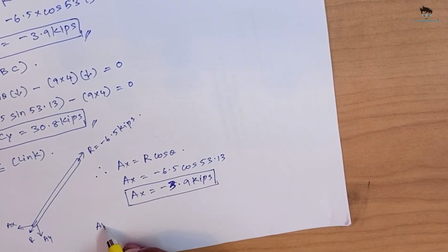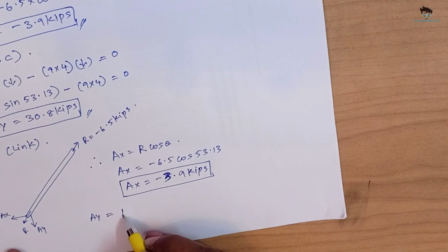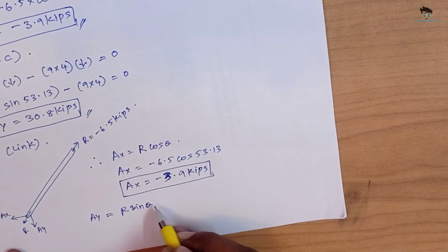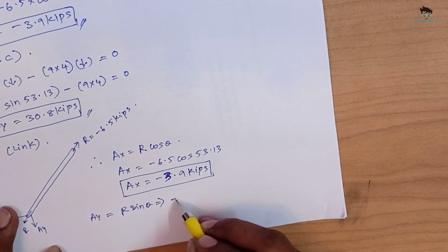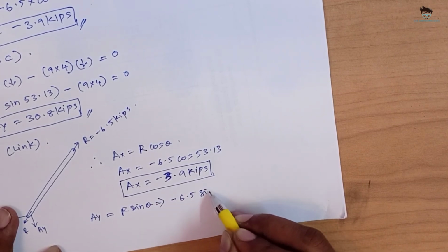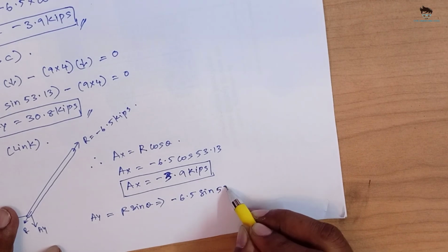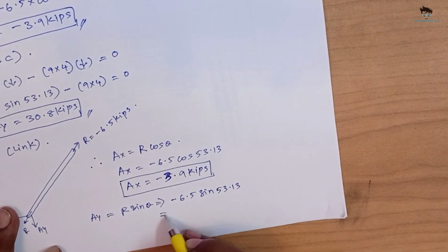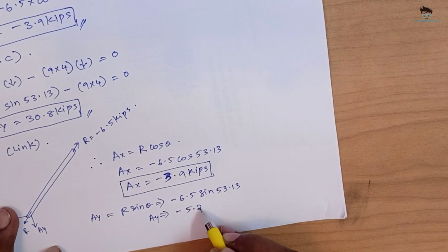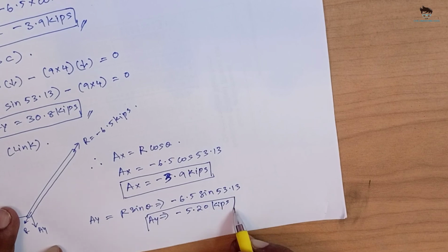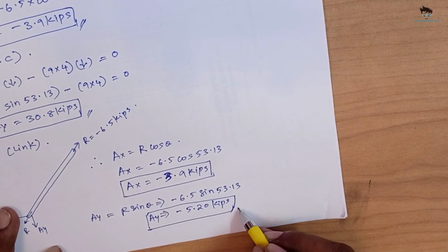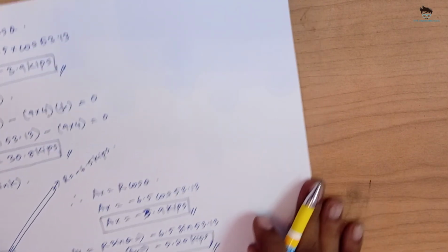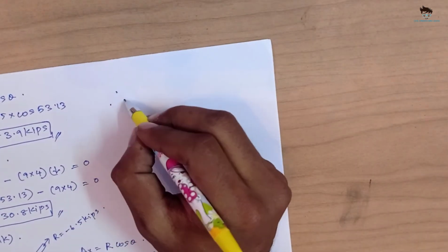Finally, we know that Ay is equal to R sine theta. Substituting the values of R and theta, we will get Ay is equal to minus 5.20 kips. Henceforth, we have found all the unknown reactions on the support A and C and the resultant force on the link AB.